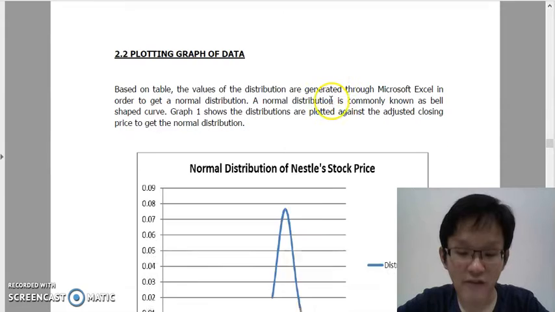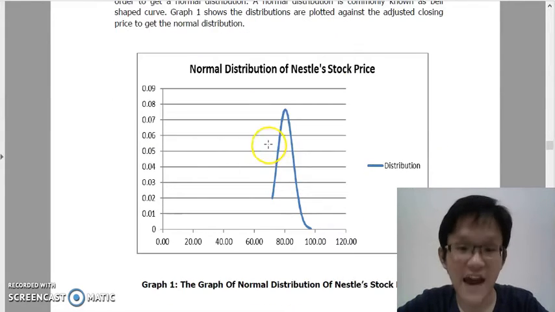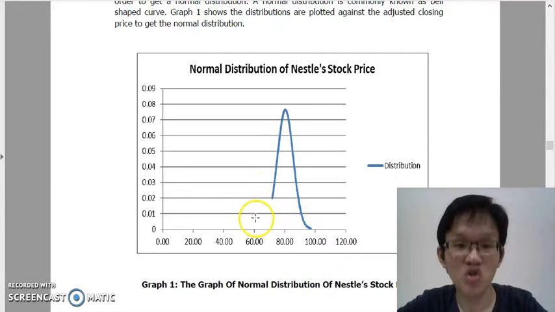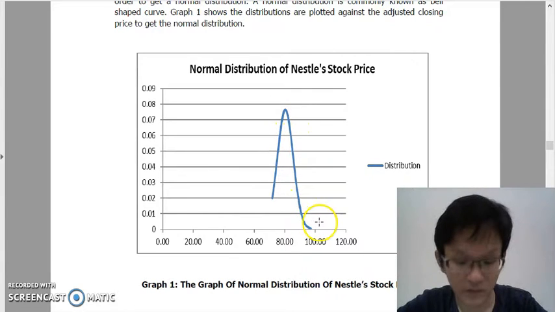Right now, I would like to show you the plotting graph for Nestle stock price. As we can see, the graph of normal distribution shows an increasing trend until it reaches a peak, and then the graph of normal distribution shows a downtrend to the end of the days.